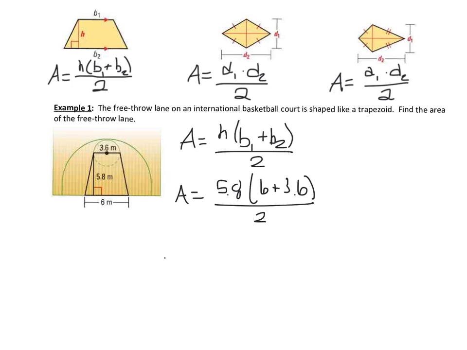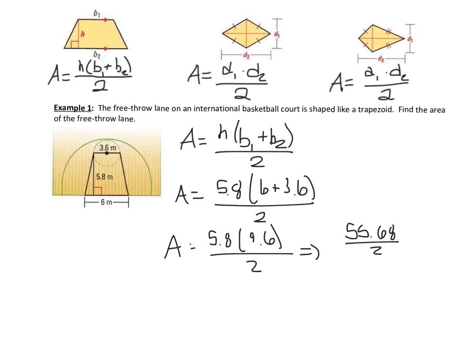So let's see, I've got then the area is equal to 5.8 times, 6 plus 3.6 is 9.6. Take that whole thing divided by 2. So we get, let's see, 5.8 times 9.6, I got 55.68 divided by 2, which then is equal to 27.84. And what units are we using here? Meters, and we're talking about area, so it should be meters squared.